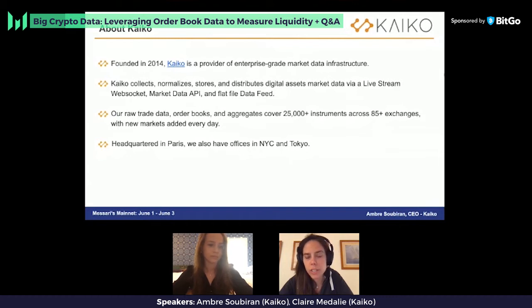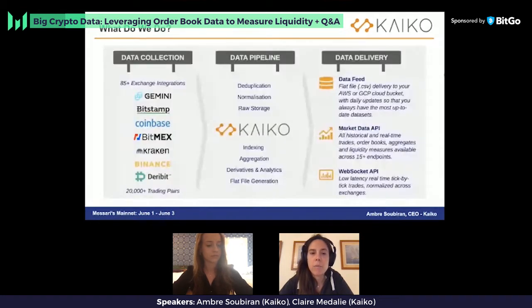So if you can see the slide here, it's a very high-level overview of our stack and how we do what we do, which is we're integrated to the APIs of all cryptocurrency exchanges around the world. We do the data collection piece. We then have a data pipeline that does the ingestion, deduplication, normalization, storage, all the analytics, aggregations, and creation of flat files in our pipeline.